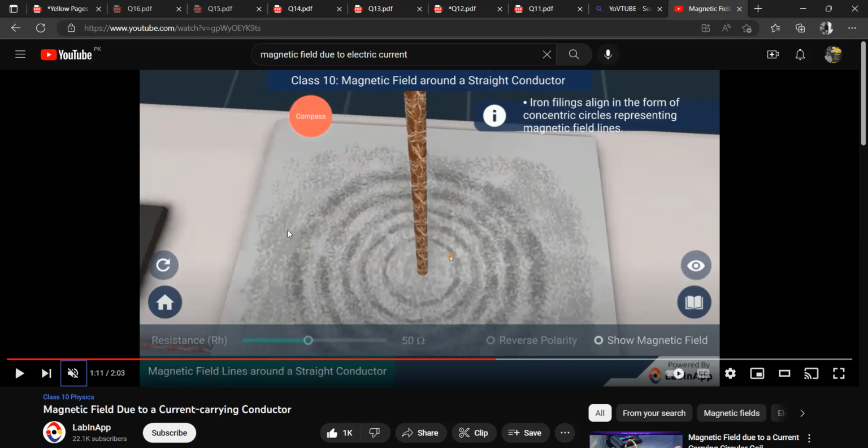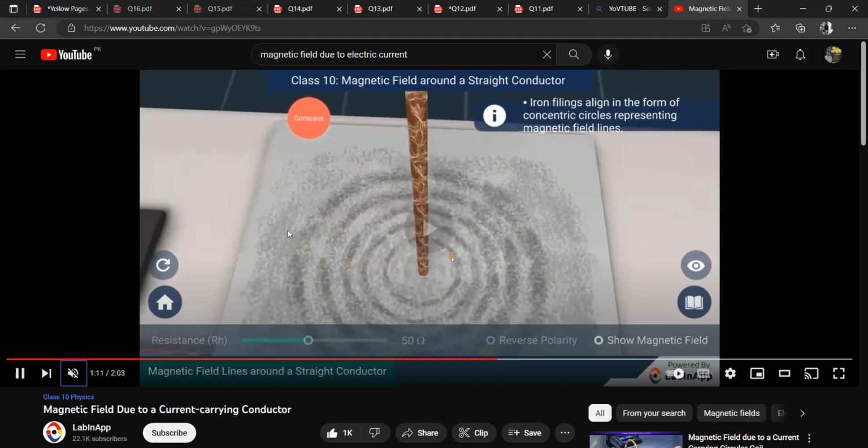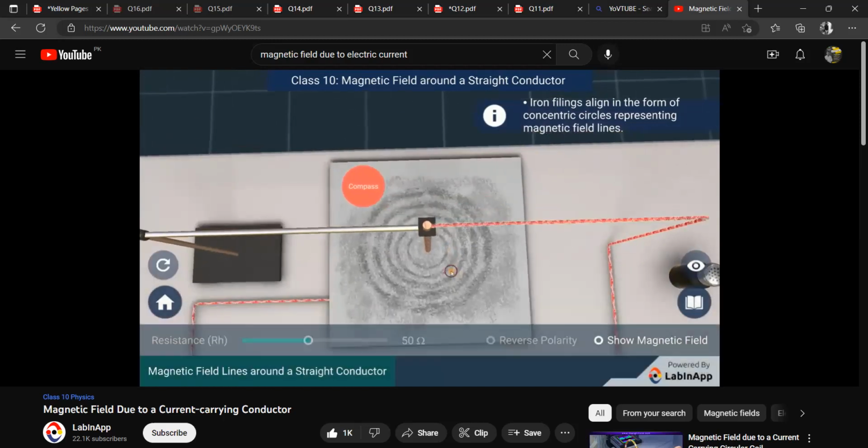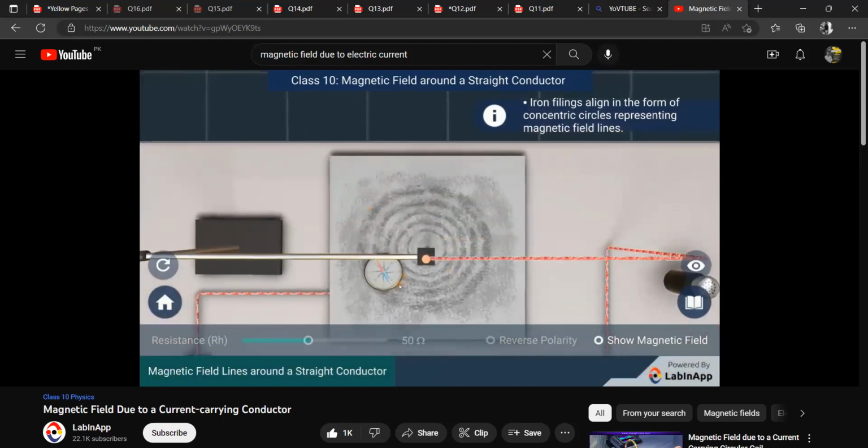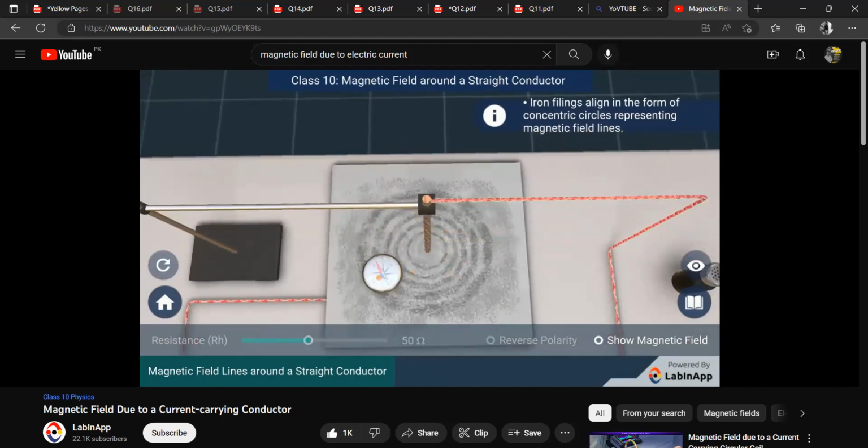Okay. So now you can see that the iron filings are in a circular form. And in magnets, we know that the magnetic field flows from north to south pole, right? So now we need to identify the north pole first, then we can easily identify the south pole. For that purpose, we use a compass to identify the direction of north. And you can see in the diagram that the north direction is clearly visible.